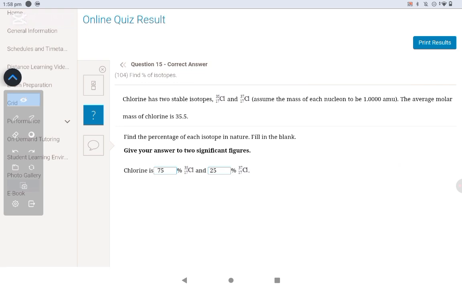Chlorine has two stable isotopes, 35 over 17 and 37 over 17 chlorine. Assume the mass of each nucleon to be 1 AMU. The average molar mass of chlorine is 35.5. Find the percentage of each isotope in nature.